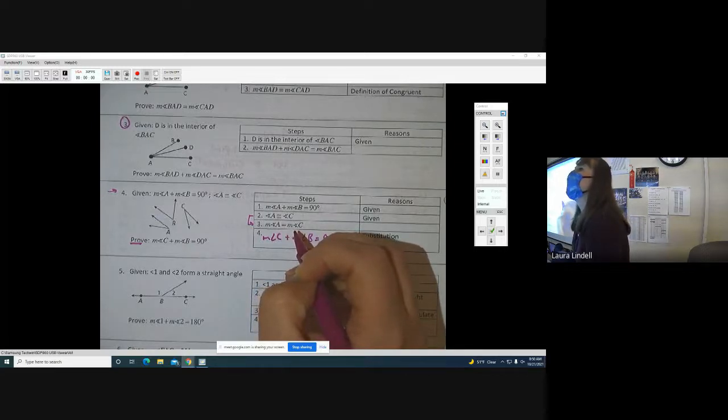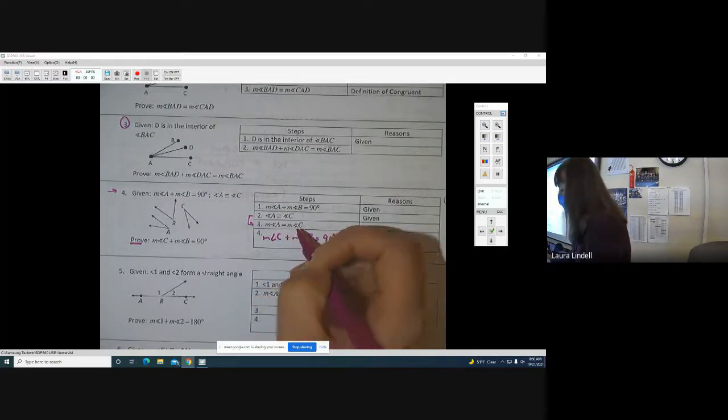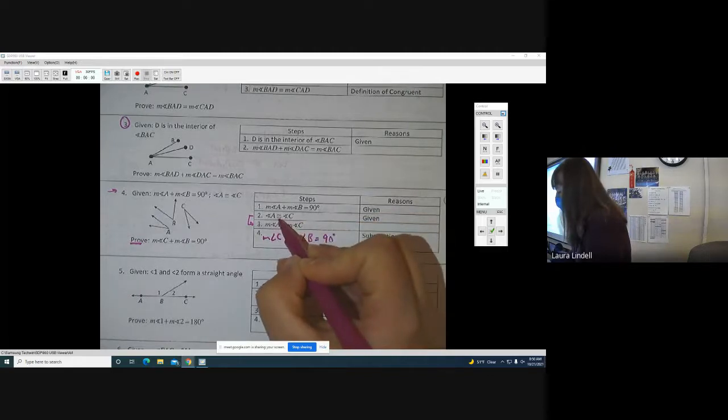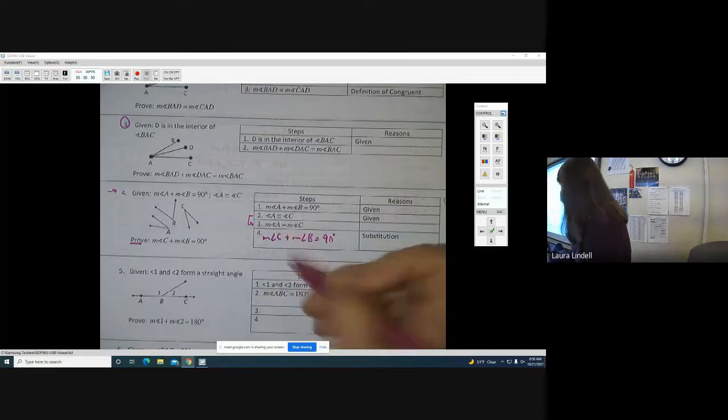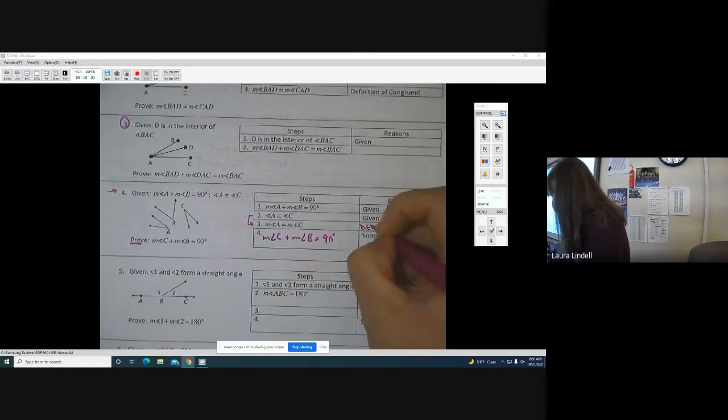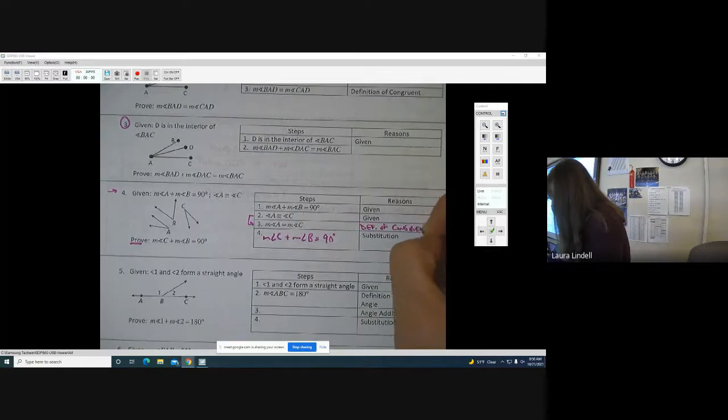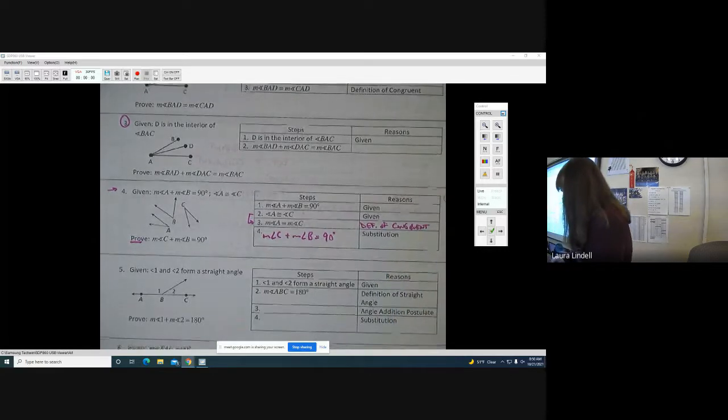Olivia? Definition of congruent. Anytime you go from something being congruent to those same things being equal or vice versa, that's definition of congruent. Okay.